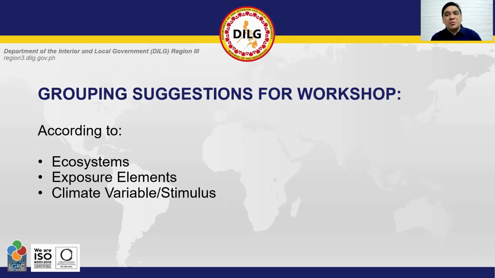A second option is to group the workshop participants according to exposure elements, like population, urban use, natural resource-based production areas, critical point facilities, and lifeline utilities. These terms will be further explained in step 3. A third option is to simply group the participants according to climate variables that exist in the locality.